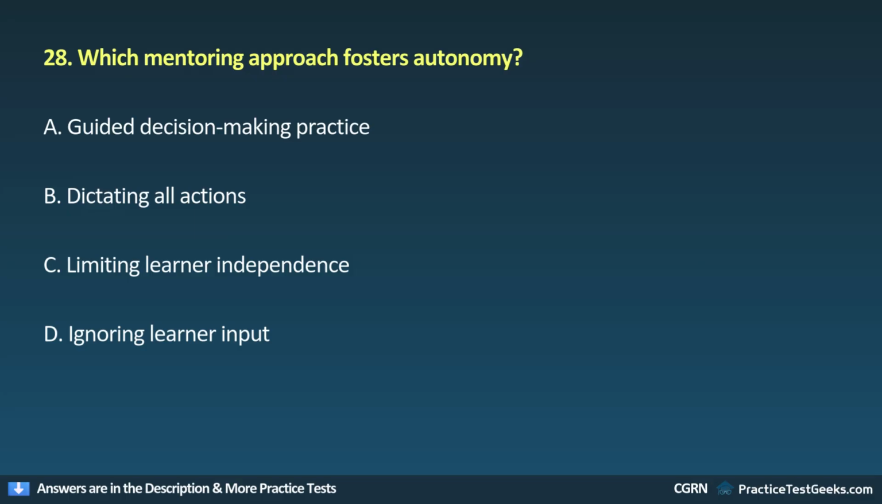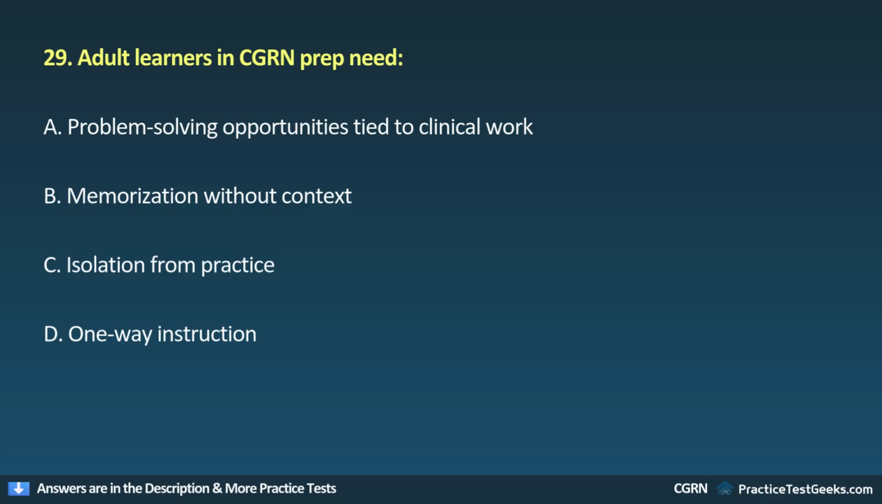28. Which mentoring approach fosters autonomy? A. Guided decision-making practice. B. Dictating all actions. C. Limiting learner independence. D. Ignoring learner input.